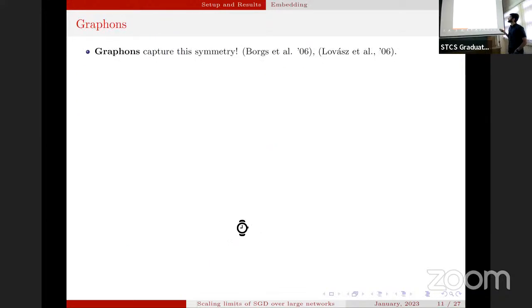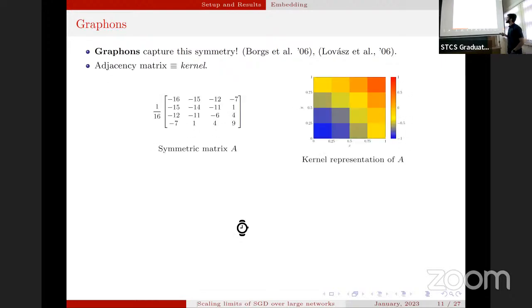Coming to the embedding, graph limits have been studied extensively. They were extensively studied by Lovász and Szegedy, and they are called graphons. You can think of these objects as limits of graphs, and they capture the exact symmetry that we have been talking about, the graph isomorphism symmetry. Let's see what they are.